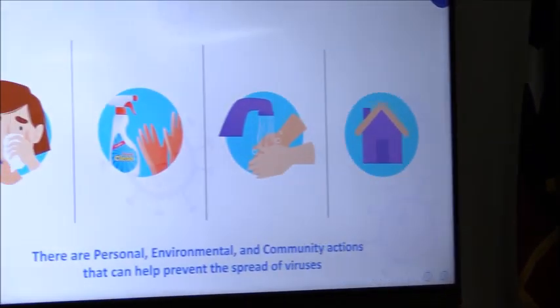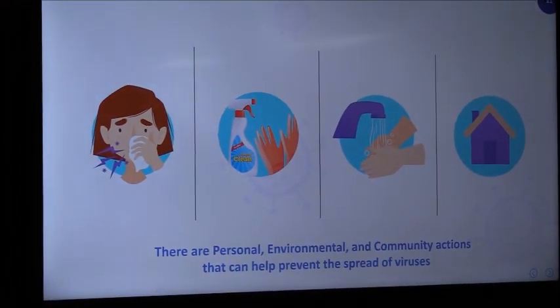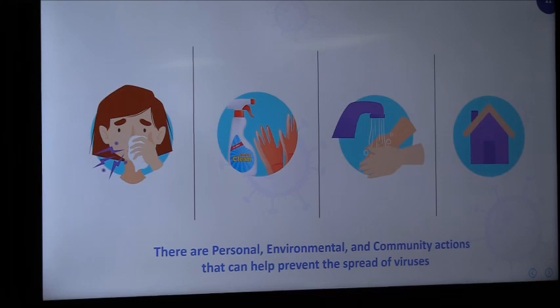So here are some personal, environmental, and community actions that can help prevent the spread of the virus. These are referred to as NPIs, non-pharmaceutical interventions. So the first picture on the slide: cover your mouth and nose with something, even if it's your arm, when you cough or sneeze. Clean and disinfect your area, whether it be at home or at work.